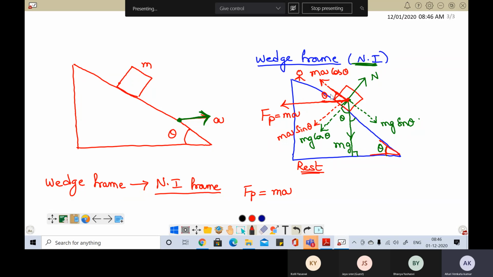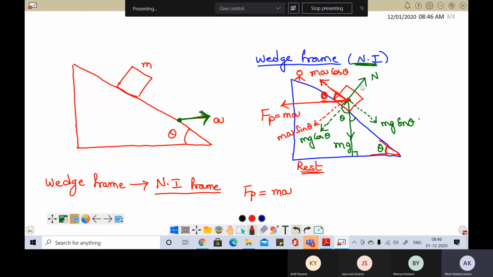Have you understood this angle? If you have not understood, I'll repeat. Sir, I'm not able to hear your voice. Did you understand this angle? How we got this theta? Yes, sir. Okay, so this component along the inclined plane will be ma cos theta.